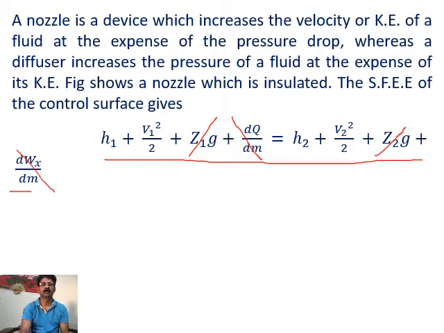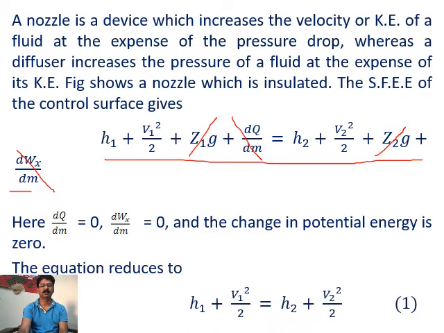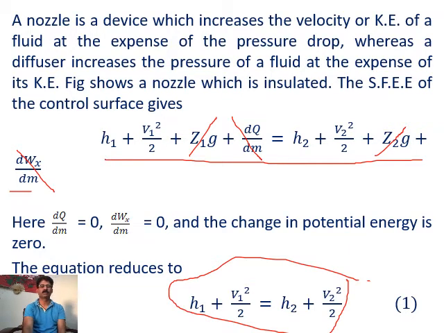Okay, so how many terms? Four terms are removed from the SFE. So you are remaining with h1 plus V1 square by 2 is equal to h2 plus V2 square by 2. So this is the equation for the nozzle or the diffuser. Now, most of the times this equation is used to find the exit velocity of the steam or the gas from a nozzle. Exit velocity means V2. Suppose you want to find out V2, you can use this expression.